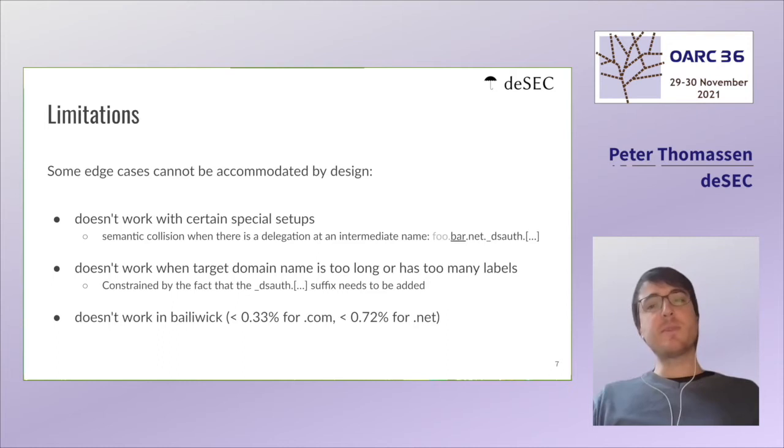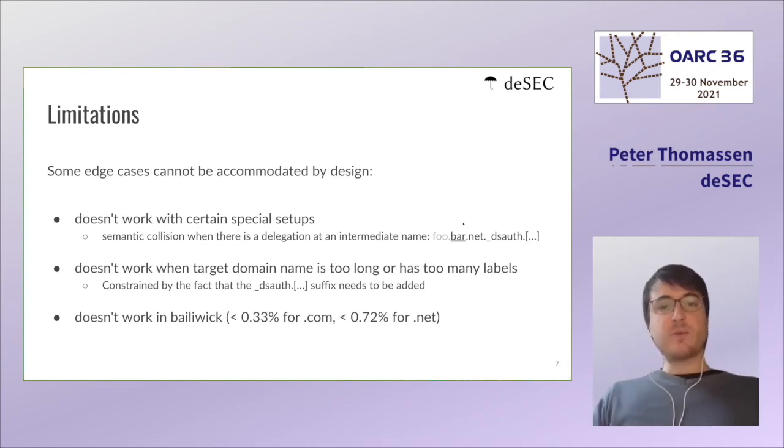There are some limitations. So some edge cases cannot be accommodated by the design. So for example, if you consider the domain foo.bar.net._ds_auth, then bar.net would be the signaling name for the bar.net delegation, and foo.bar.net would be the signaling name for that one. And so now if you had a zone cut at bar.net._ds_auth for some reason, then there would be a semantic collision because the CDS record there would also be at the apex of this bar.net._ds_auth delegation. So you couldn't use it at the same time for signaling for bar.net. So that's not a huge restriction. It's just worth pointing out.